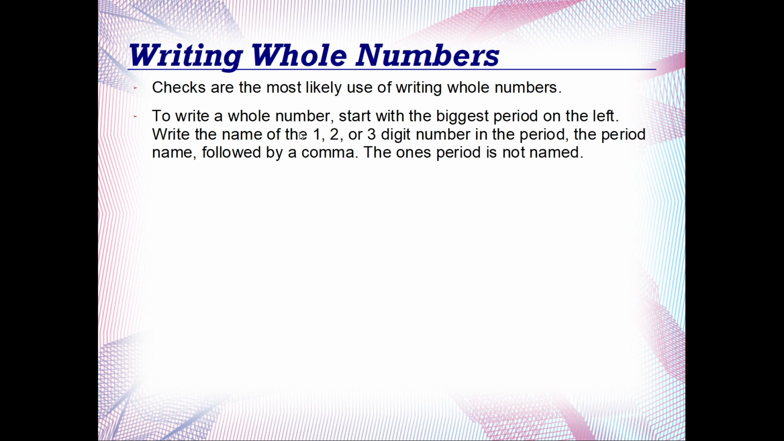So to write a whole number, we start with the biggest period on the left. And we write the name of the 1, 2, or 3 digit number in the period, then the period name, and then a comma. And then we keep continuing doing this to the right until we run out of periods, and the last period is not named. Okay, so we're going to look at this number here, and we're going to name this number.